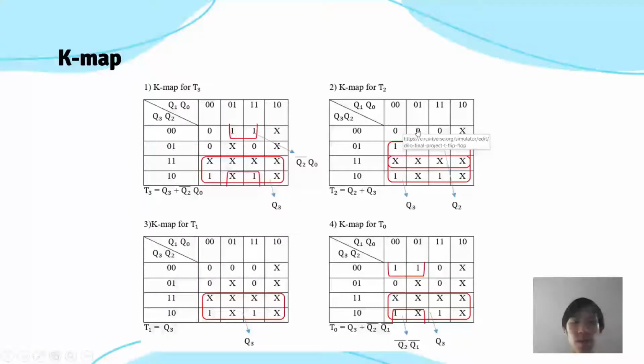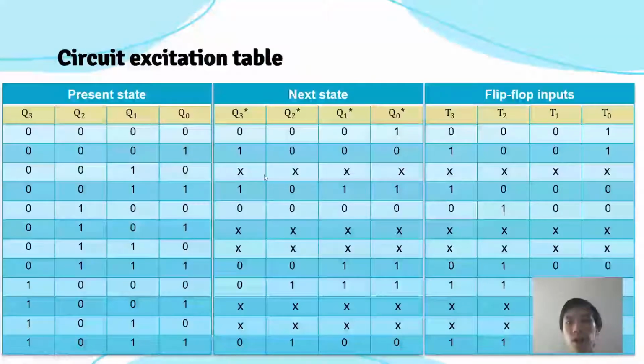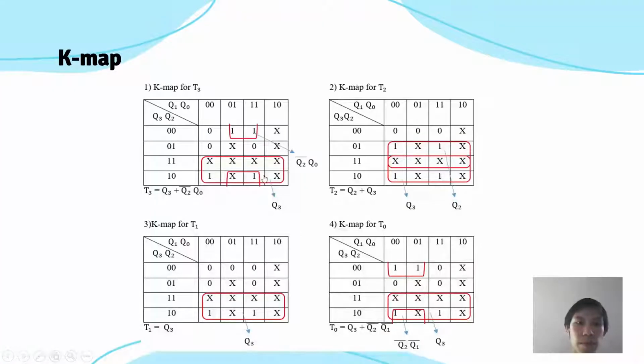Next, we just apply the K-maps. We need to do a K-map for every input of the flip-flops, which is T3, T2, T1 and also T0. And this Q3, Q2, Q1, Q0 is the output, and we just list down the output. Then we put in the inputs according to the circuit excitation table we have done just now.